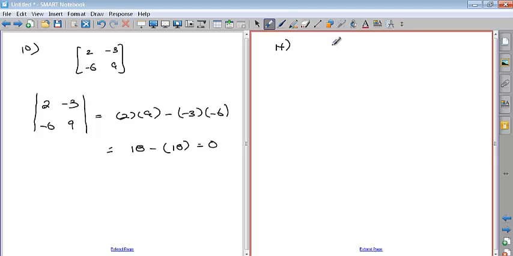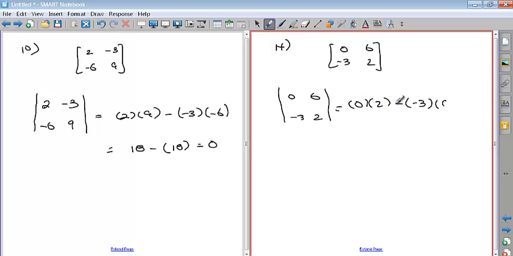Okay, 14, another 2 by 2 matrix. So you have 0, 6, -3, 2. Again, to find the determinant of that matrix, you write the same stuff, and you multiply in this direction, so you have 0 times 2 minus -3 times 6. That'll be 0, and you have -18 times, change the sign, so you have positive 18. So that's the determinant of that.